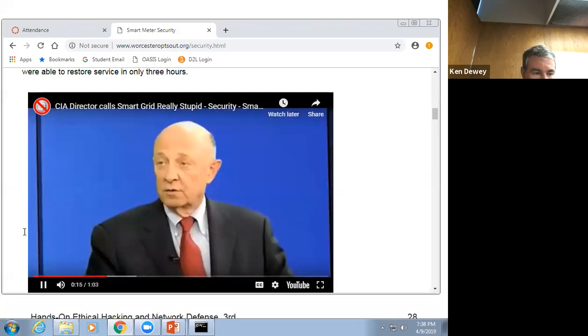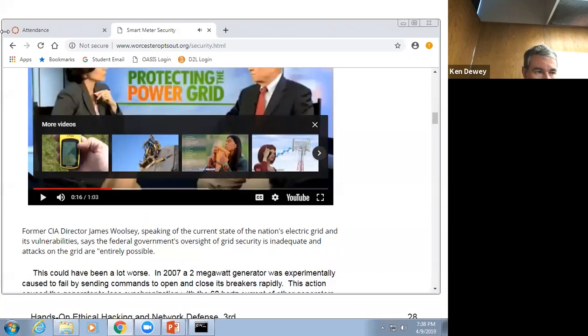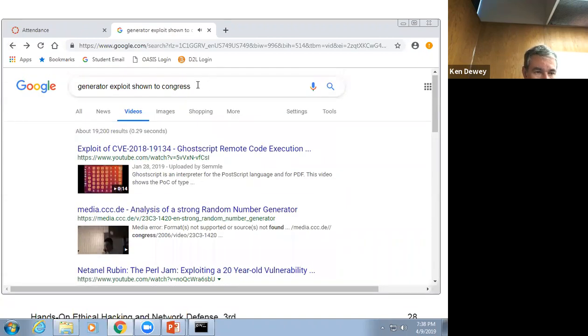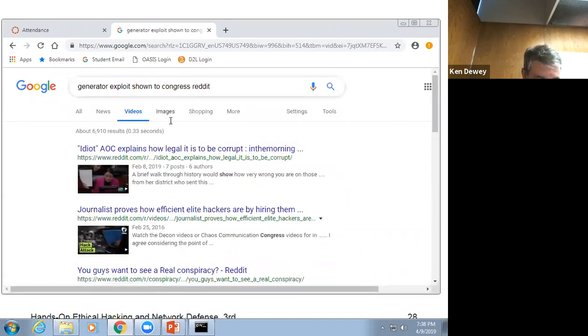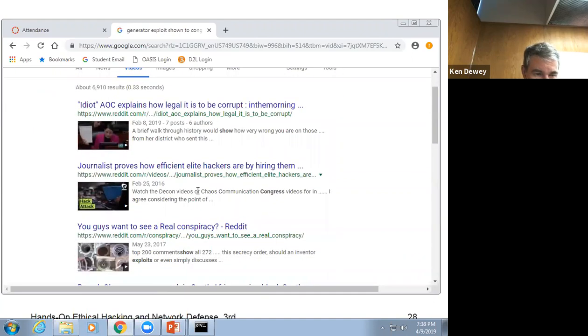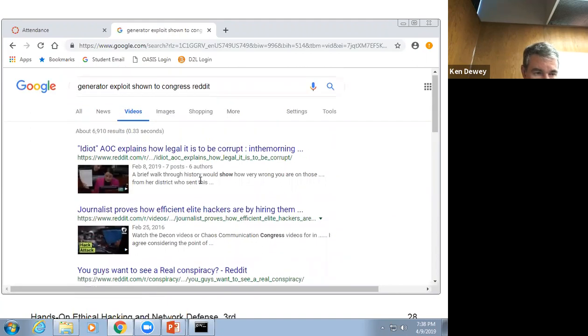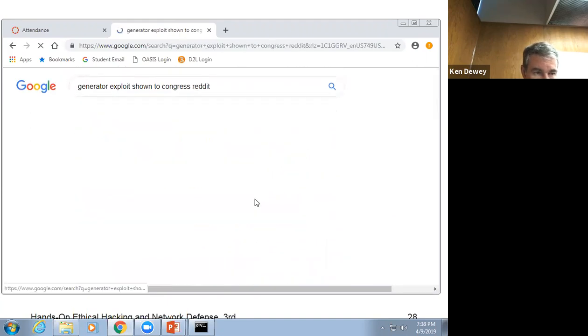No, that's not it. So you're saying put Reddit after it? It explains how to legitimate corrupt. That's not it. Go to all. Do what? All. Oh.